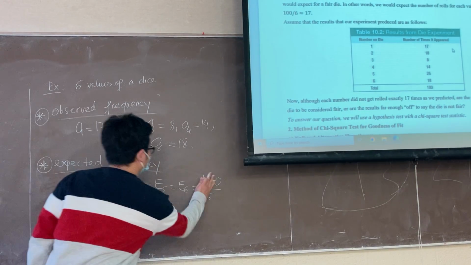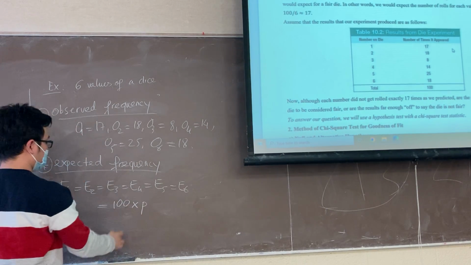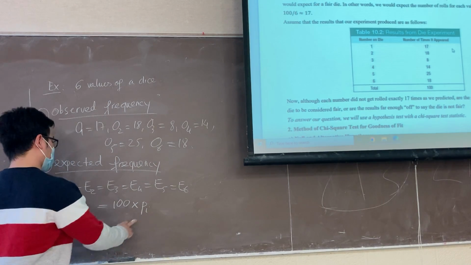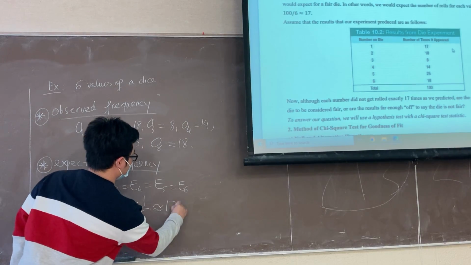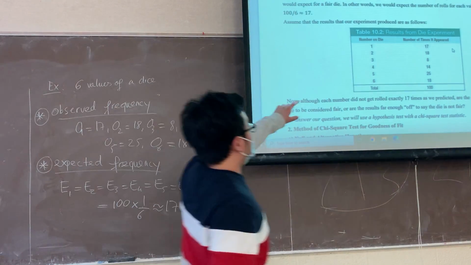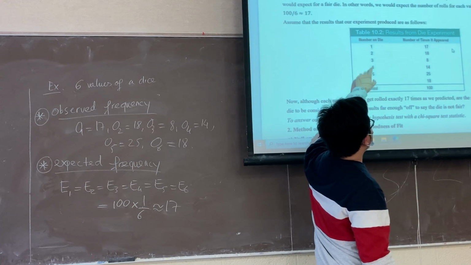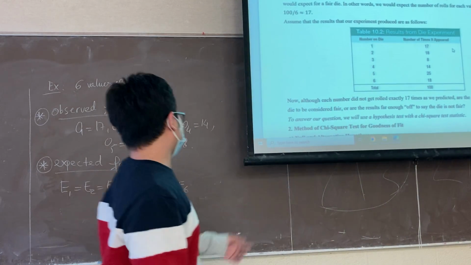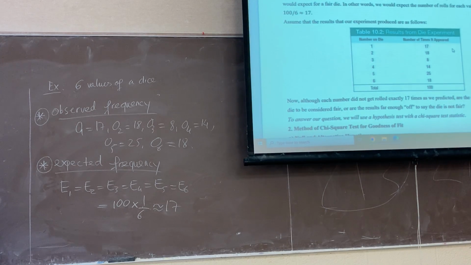In other words, it is 100 times the probability. The probability here is 1 over 6, so it is approximately 17. That means we expect the number 1 to appear about 17 times, 2 about 17 times, 3 about 17 times, 4 about 17 times, and so on. We expect all the values to appear about 17 times. That's the expected frequency. This is the observed frequency, and that is the expected frequency.